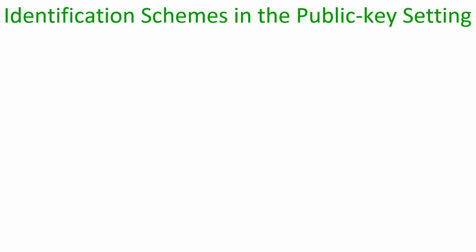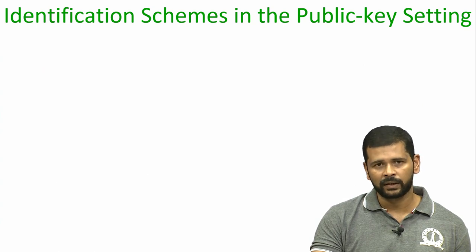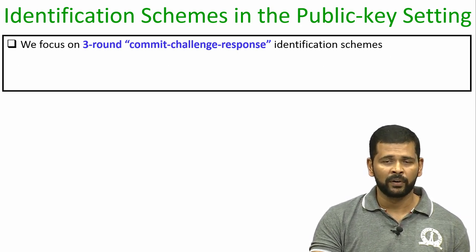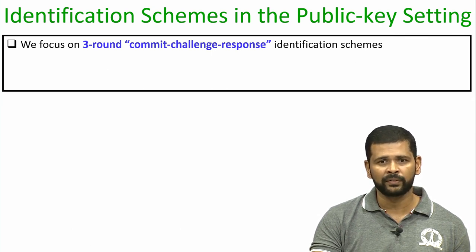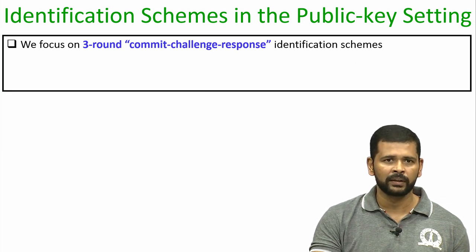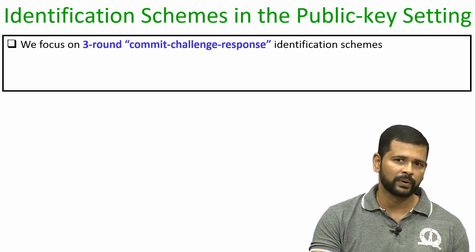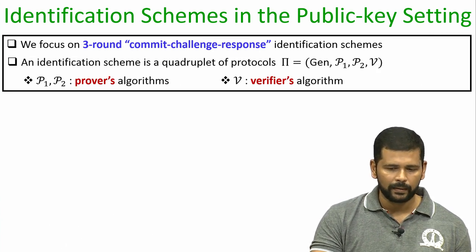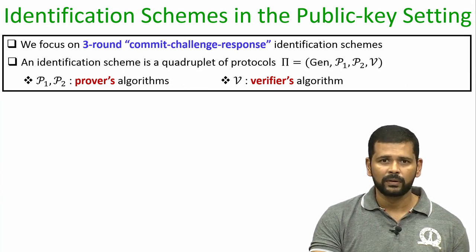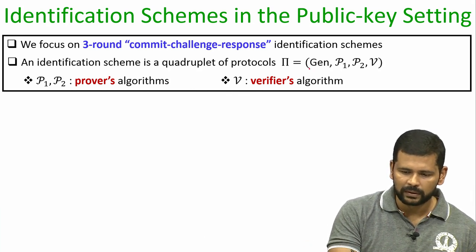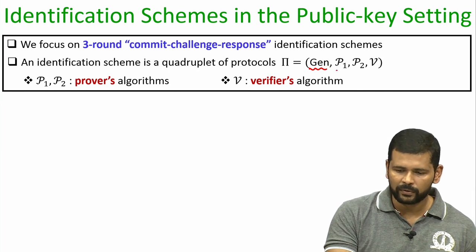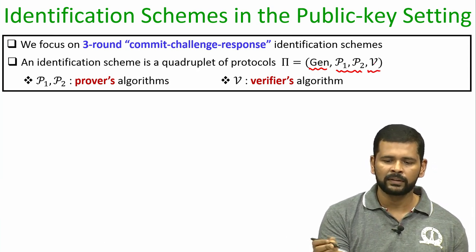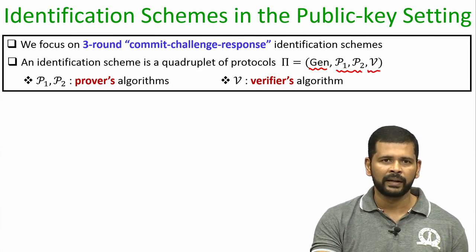So, let us go into the formal details of identification schemes, and we are interested in constructing identification schemes in the public key setting. More specifically, we will focus on three round commit-challenge-response identification schemes, but it is not necessary that your identification scheme should have three rounds. We are interested in studying only identification schemes consisting of three rounds of interaction, because later on we will see how we can construct signature schemes from three round identification schemes. So, an identification scheme consists of four protocols. We have a key generation algorithm, and two algorithms, P sub 1 and P sub 2, for the prover who wants to prove his identity, and an algorithm for the verifier using which the verifier can verify the identity of the prover.